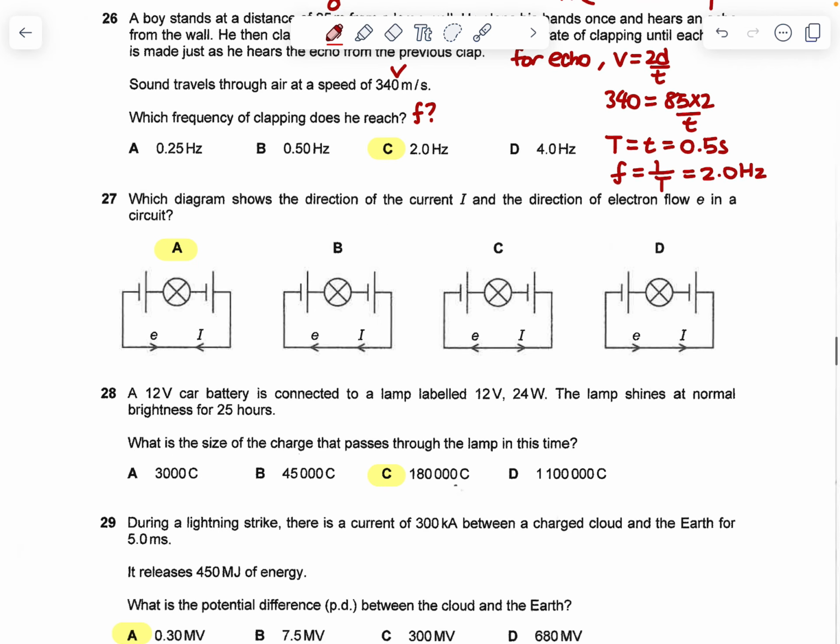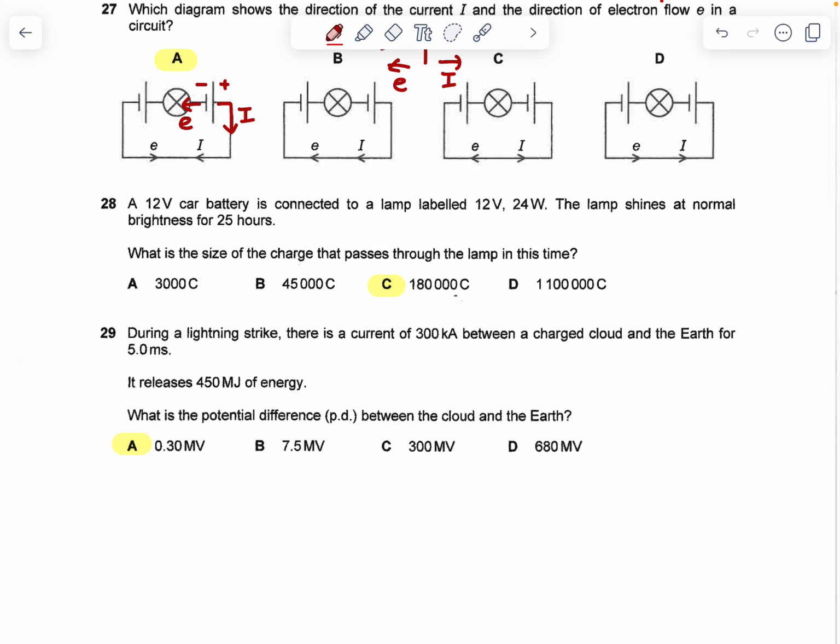Question 27. Which diagram shows the direction of the current I and the direction of electron flow E in the circuit? So we know that if this is a battery, this is the positive and this is the negative side. I is to the right, E is to the left from the negative terminal. Conventional current travels from the positive to the negative terminal. So the answer here, I from positive to negative, and here is E. Answer is A.